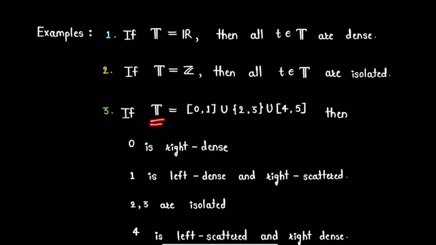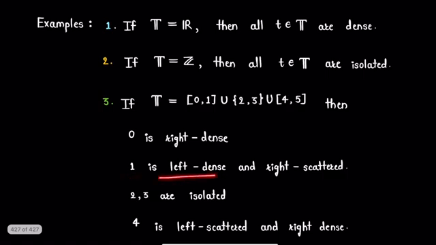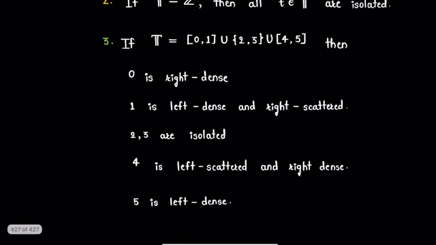Now, if we consider time scale T as the union of interval [0,1] with the set {2,3}, and its union is taken with interval [4,5], then we have 0 in this time scale will be right dense, 1 is left dense and right scattered, 2 and 3 are isolated points, and 4 is left scattered and right dense, and 5 will be a left dense point of the given time scale T.